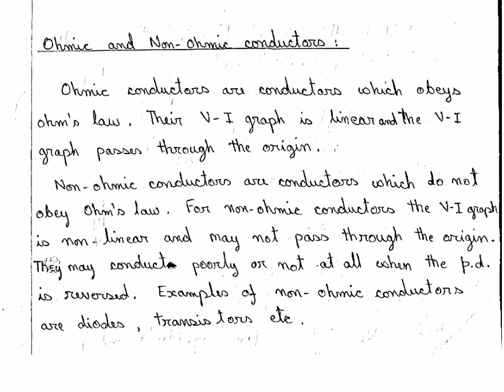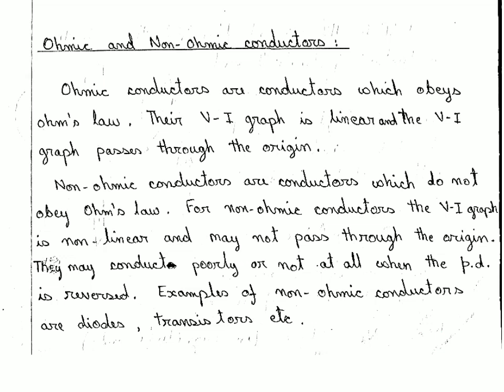Now in diodes, if you reverse the polarity of the potential difference, then the diode will not conduct any current. If it does conduct, it will be a very small current. So that is non-ohmic conductors. If you reverse the polarity, they may not conduct any current, and if they do, it will be very small, which is negligible.